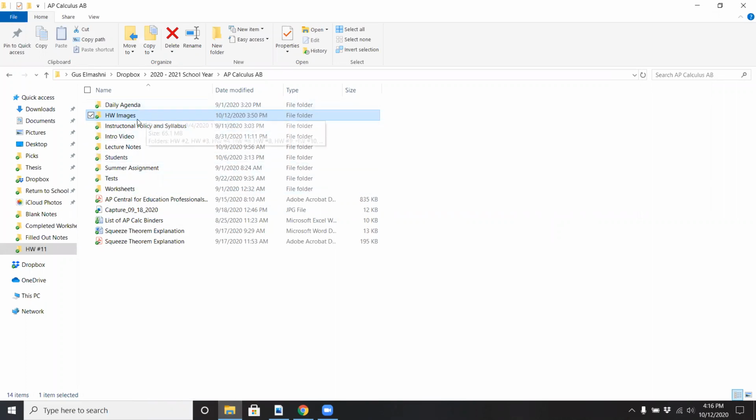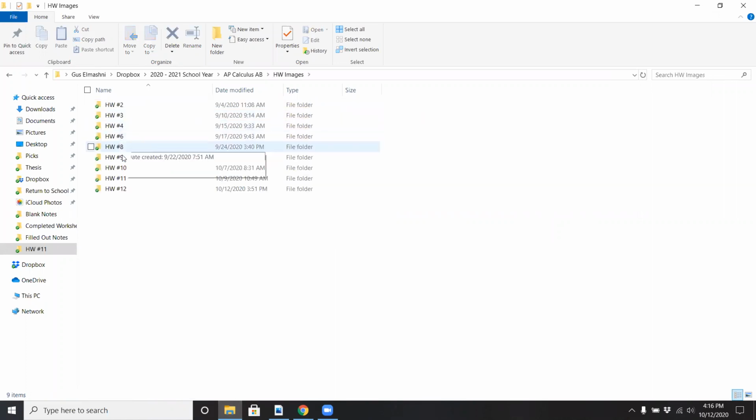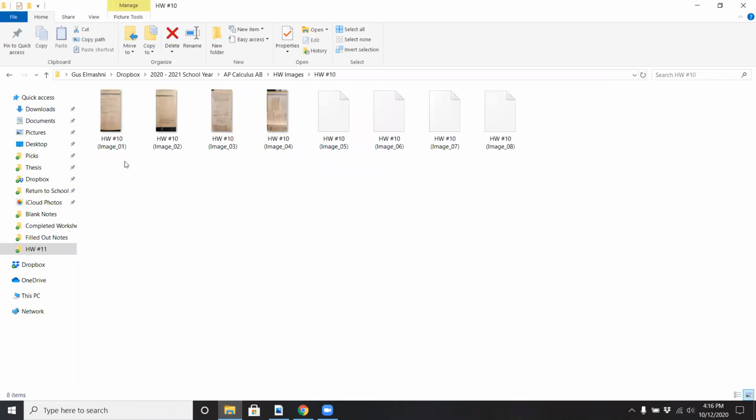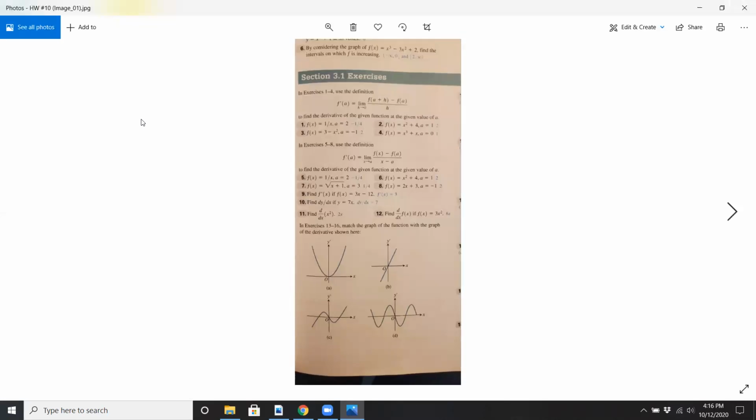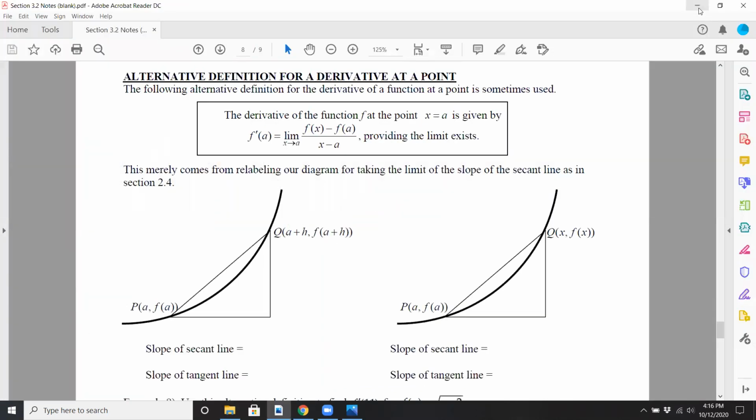If I click on homework images, I think it was homework number 10 if I'm not mistaken. There we go, section 3.1, and there was this weird limit definition of derivative, a little different than what we've done before. We see f prime of a equals the limit as x approaches a of f of x minus f of a over x minus a. We're going to explore that right now.